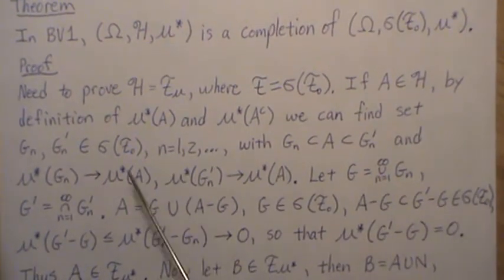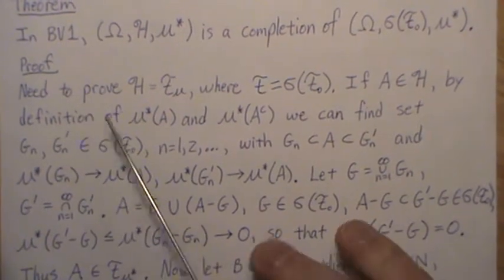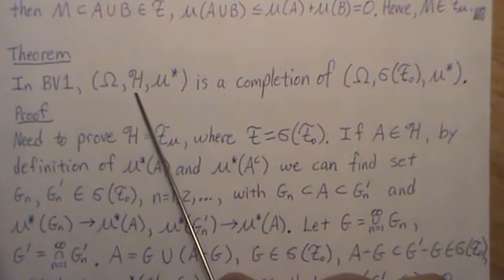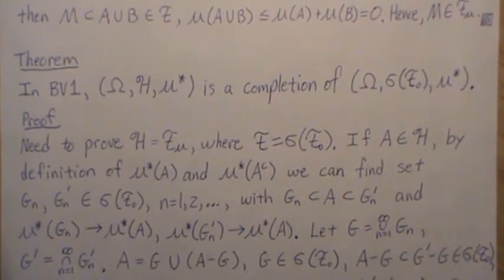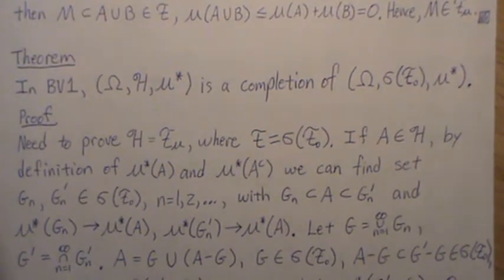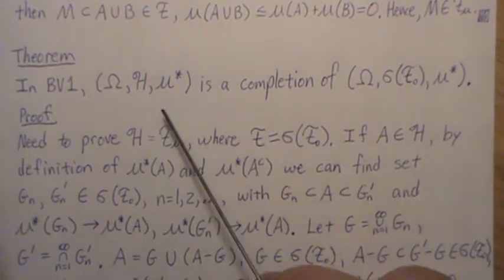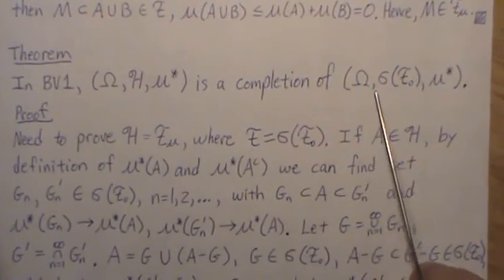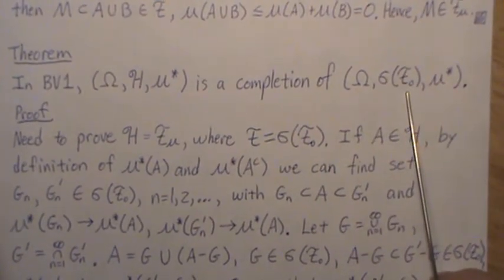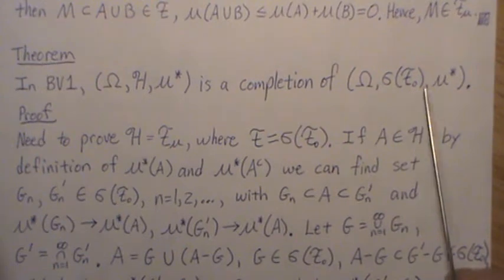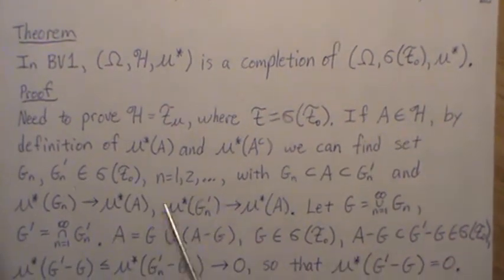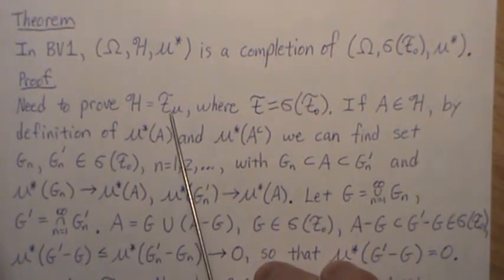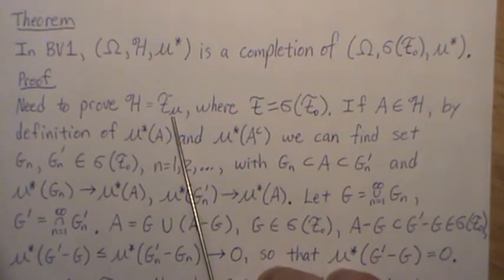Now the theorem, this is in reference to BV1. We created a measure extension called mu star onto this set H, which was a nice extension, and it actually created a probability measure on H. This is a completion of this measure space, where F is the minimum sigma field generated over the field F that we started from, and mu star. So to prove this, we need to show that H is actually the completion, F of mu star. And then we're done.